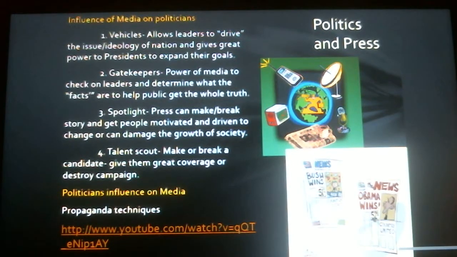Okay, the third thing the media does to try to influence politicians to get them to change their behavior is what's called spotlighting, where the press can make or break a story and get people motivated and driven to change.